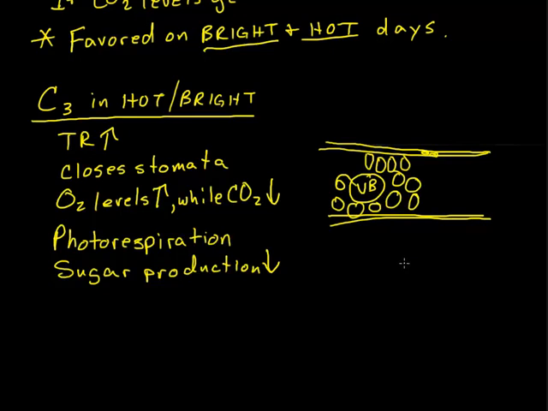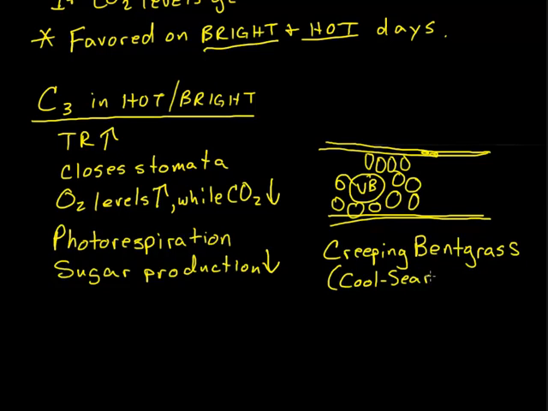A good example of a C3 plant would be creeping bentgrass. And creeping bentgrass is what we would call a cool season turf grass, and it is the preferred grass for use on putting greens in the areas of the world where climate lets you get away with growing this plant. And those areas would tend to be more temperate climates, because creeping bentgrass is what we would refer to as a cool season turf, which is a long drawn out way of saying it's a C3 plant.